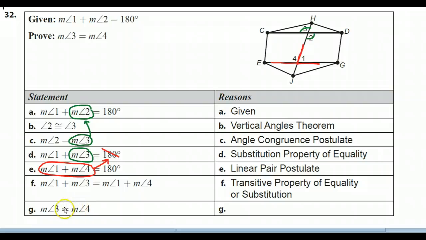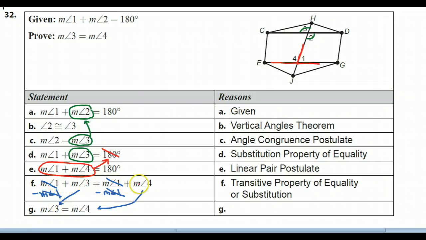All right, last one. We're almost done. How do we know angle 3 is equal to angle 4? Look at statement F. See if you can figure it out. I'll give you a second while I change colors. Do you see it? It's really the same thing except for angle 1, right? So what if I subtract the measure of angle 1? Boom, those are gone. I have angle 3 and I have angle 4, and that's all I needed because that's what I was trying to prove.